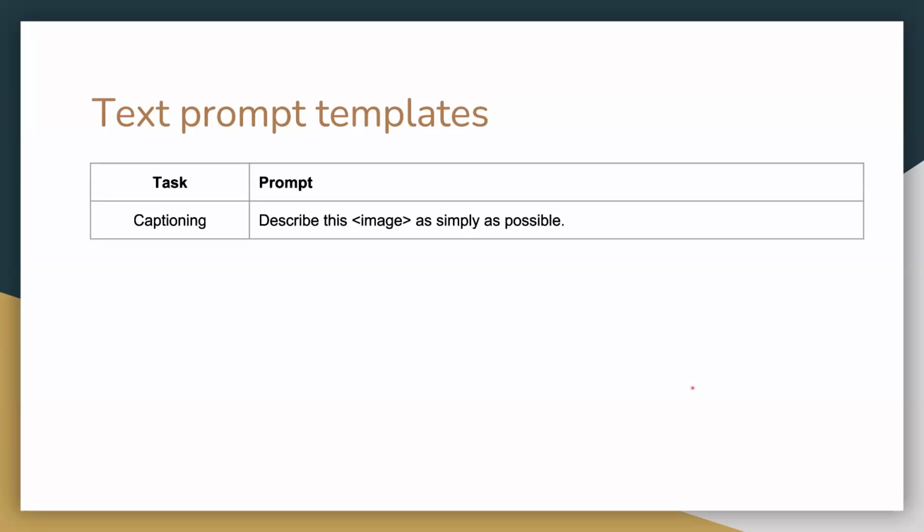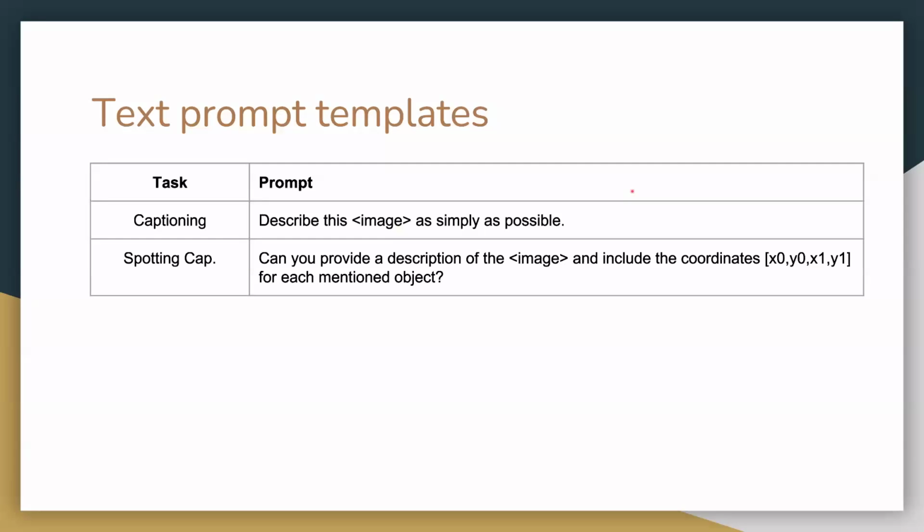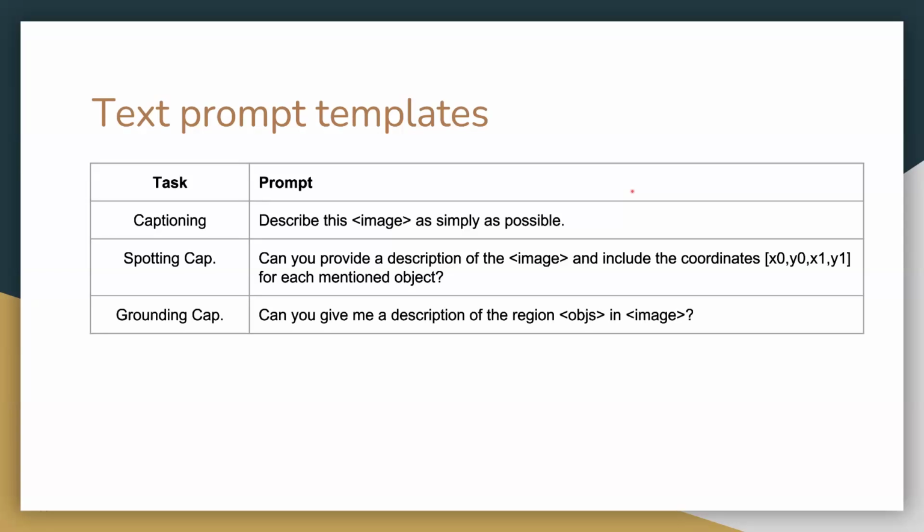And so yeah, briefly going over the task templates for different tasks. So this is the simple captioning task. This image tag is where the image tokens go, as we saw in the previous architecture slide. So these are text tokens, then the image tokens here, and then text tokens again. And this is the spotting captioning task. Basically, you have the model provide bounding box coordinates or point coordinates alongside the description of the image. And this is grounding captioning, where you provide the model with, and this OBJ is just the bounding box coordinates from the dataset.